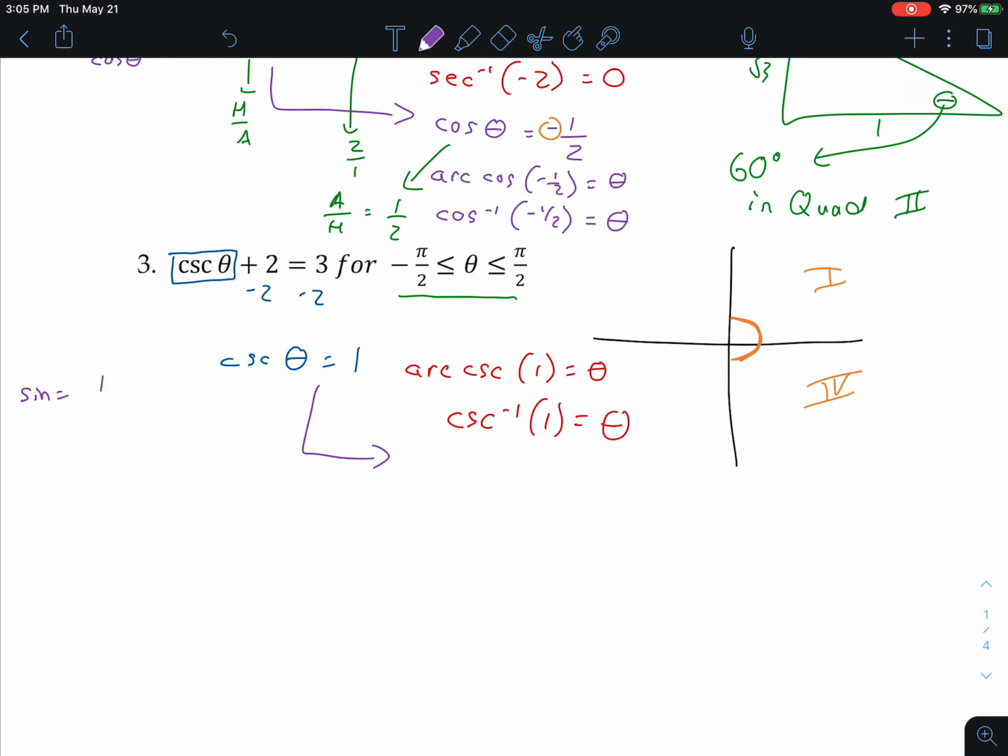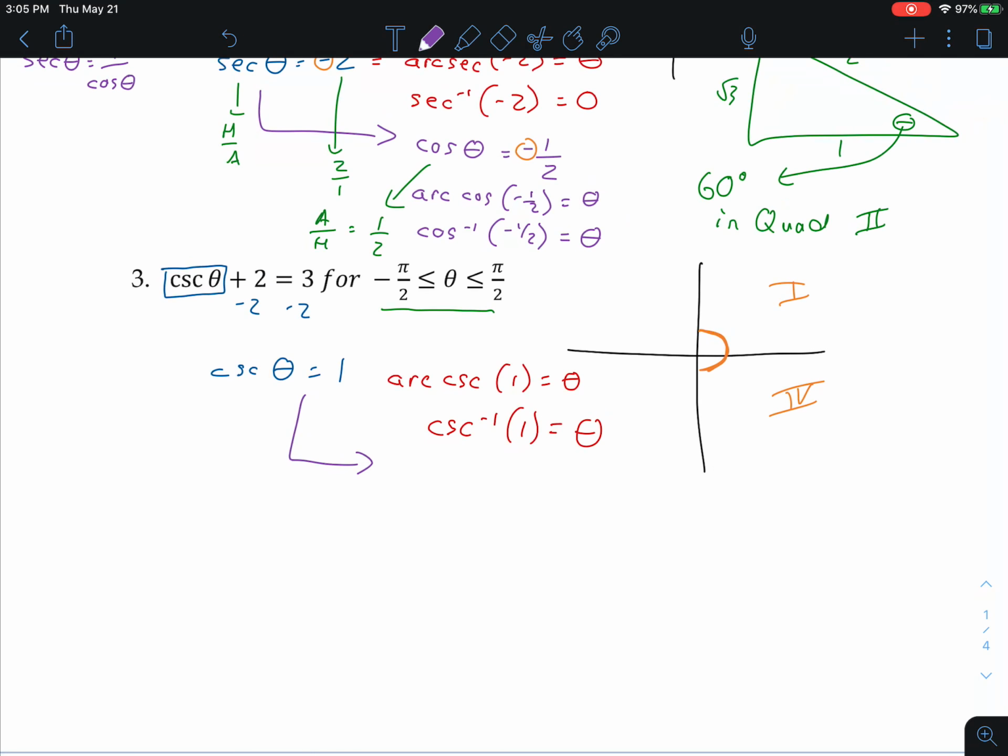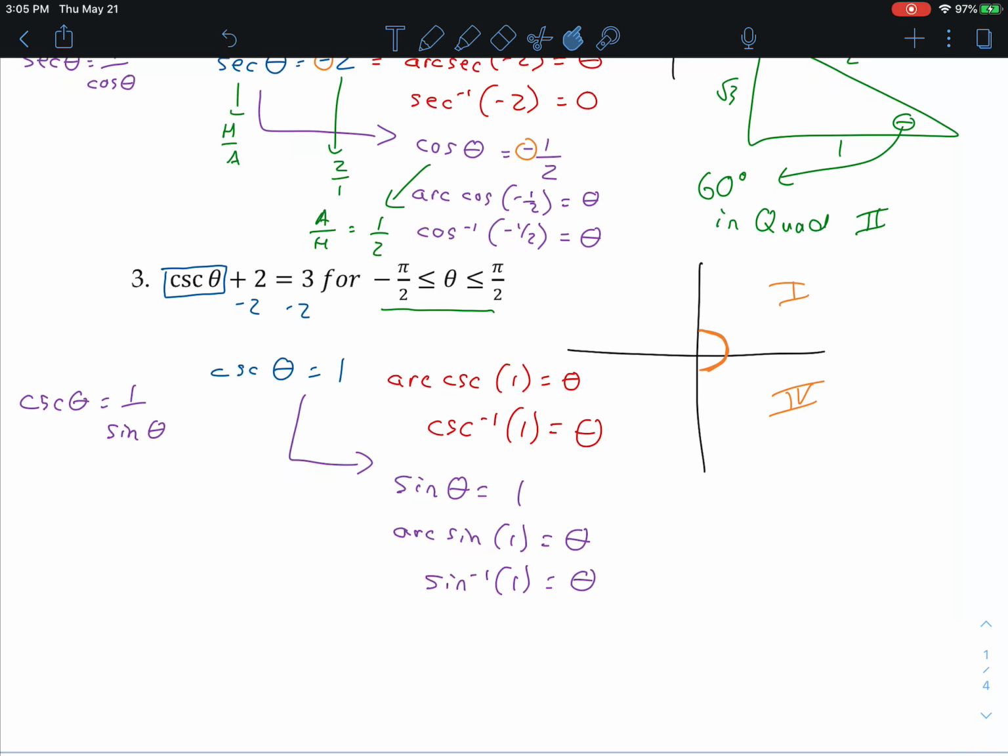So again, because cosecant of theta is 1 over sine of theta, right? If we flip cosecant to be sine, we have to flip our 1, but very nice, 1 over 1 is just 1. They're the same. So I can write arc sine of 1 is theta, or I can write sine to the -1 of 1 is theta.